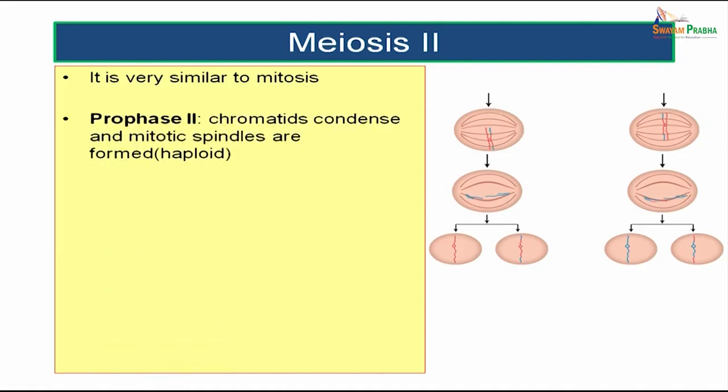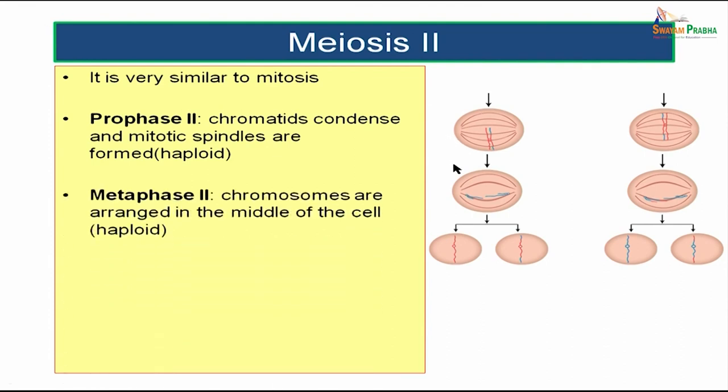Now we will move on to the meiosis 2 part. Meiosis 2 is actually very similar to mitosis. So what happens in prophase 2? Prophase 2 means it is the prophase of meiosis 2. Here again the chromosomes will be condensed and mitotic spindles will be formed, and the cells are now haploid, because after meiosis 1 we have paired chromosomes with a haploid number of chromosomes. So these chromosomes will be arranged in the middle.